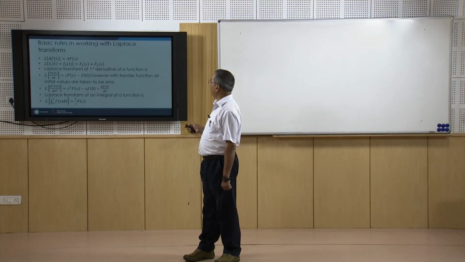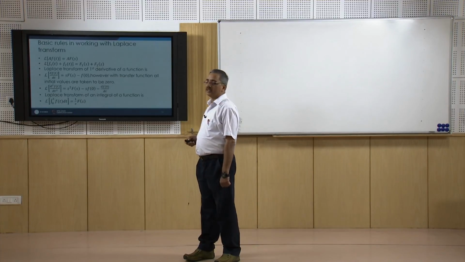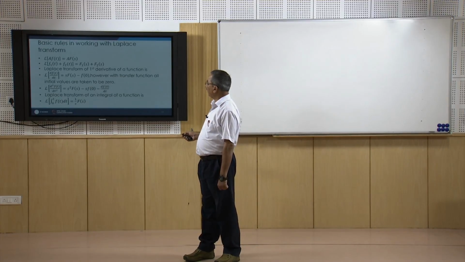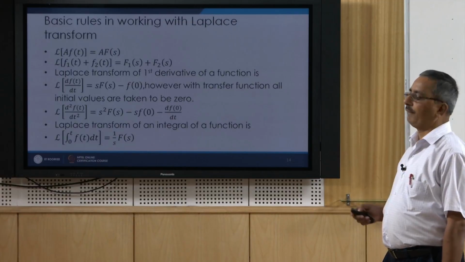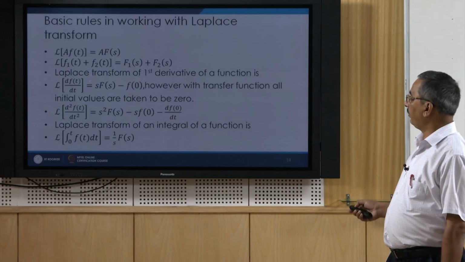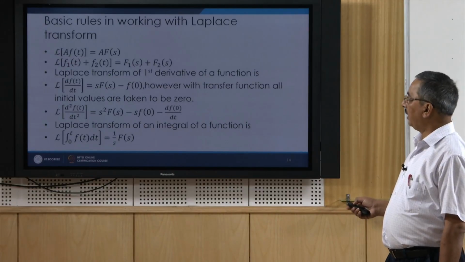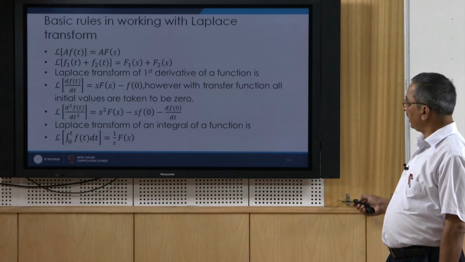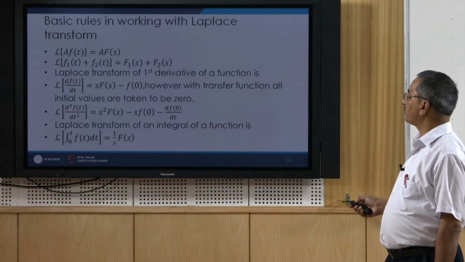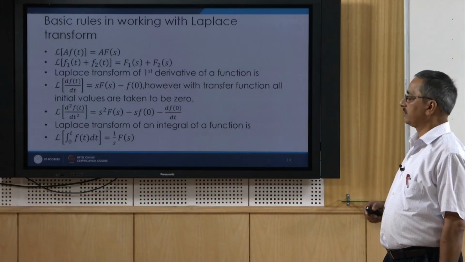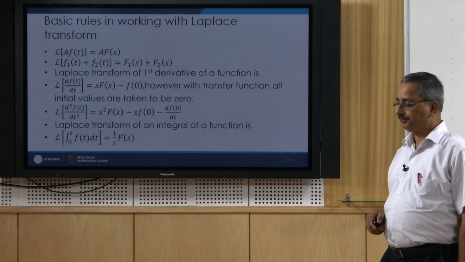Now, there are certain basic rules in working with the Laplace transform. The Laplace transform of a constant a times f(t) is equal to a times the Laplace transform of f(t), that is a F(s). Likewise, the Laplace transform of the sum of two functions f1(t) and f2(t) is equal to the sum of their Laplace transforms, that is F1(s) plus F2(s).